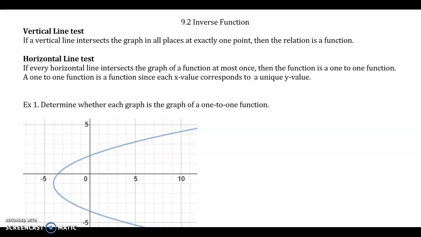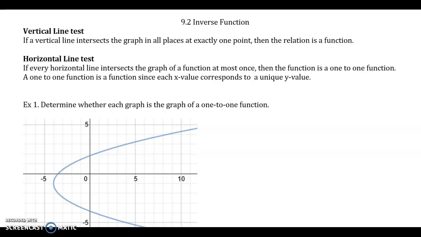Okay, so we have inverse functions here, and we need to talk about two tests before we talk about inverse functions. A vertical line test will tell us whether a relation or a graph is a function, and that's if a vertical line intersects the graph in all places at exactly 1 point. A horizontal line test will tell us if a function is 1-to-1.